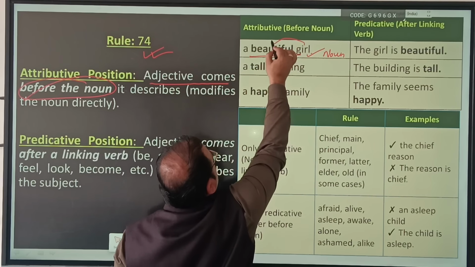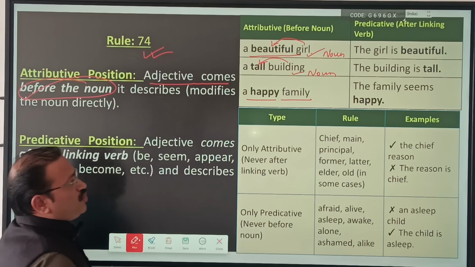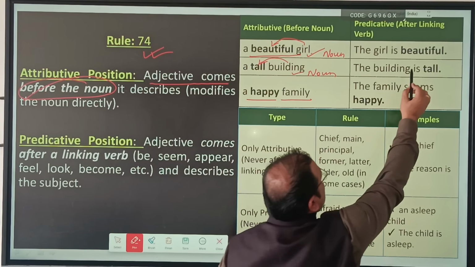Here you see a tall building. This is the noun, and an adjective is coming before it. This is called the attributive position of the adjective. Same here, happy family. And the second one is the predicative position of the adjective. Predicative position: the girl is beautiful.